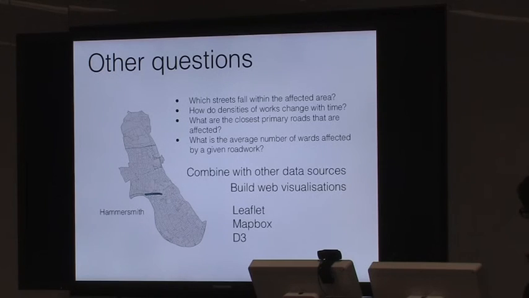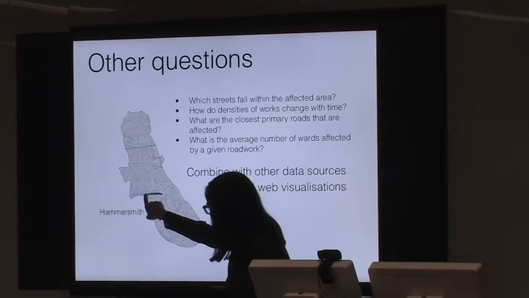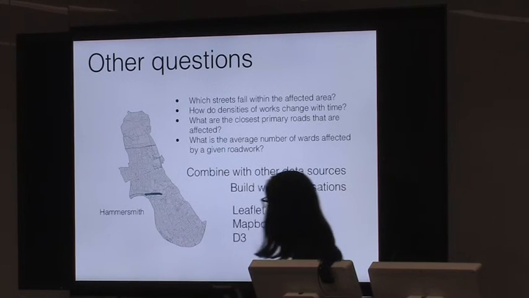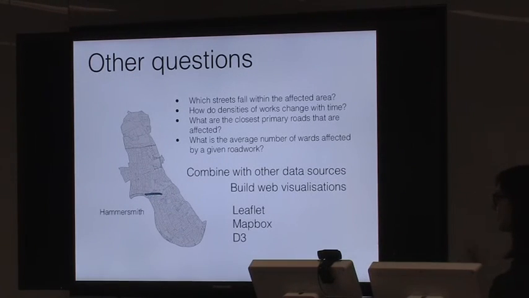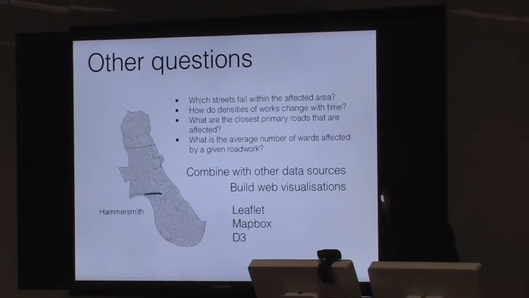So other questions you can make. This is just the shapefile of Hammersmith with all the streets. And this is a particular area that has been affected by some roadworks. So you can ask questions like which streets fall within the affected area, how do densities of works change with time, what are the closest primary roads that are affected, what is the average number of wards affected by a given roadwork. And then you can combine this with other data sources, because once you have a data frame for this, you can have other data frames for other things, and then you can merge them. And then once you have that, you can build web visualizations using Leaflet, Mapbox, or D3.